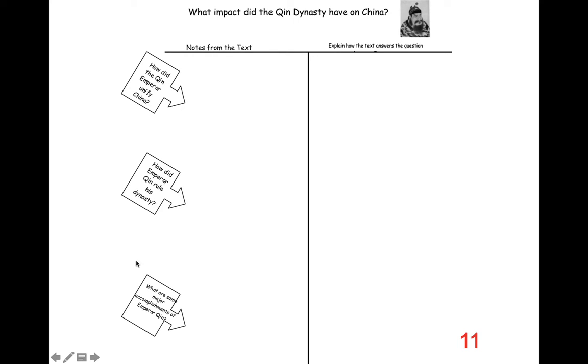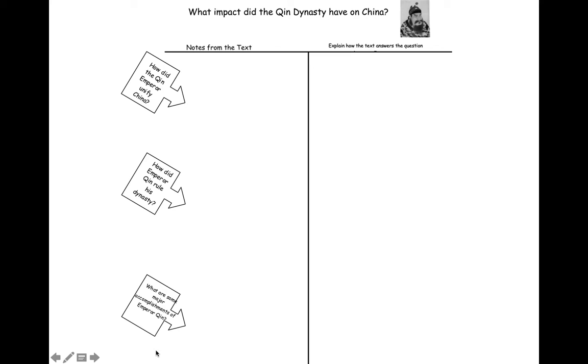And then you're going to look in the text and find how did Emperor Qin rule his dynasty? Again, you're looking for specific text to answer that question, and you're going to directly quote it. And then this is the analysis part. You're going to explain how whatever you picked answers the question.